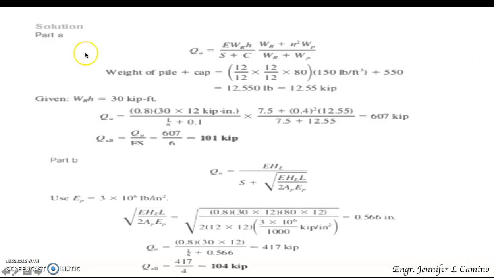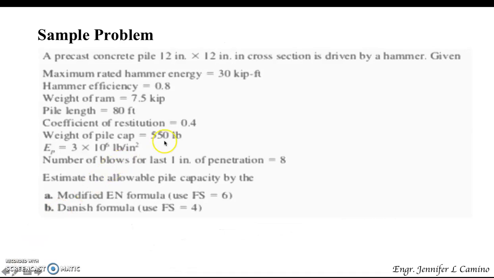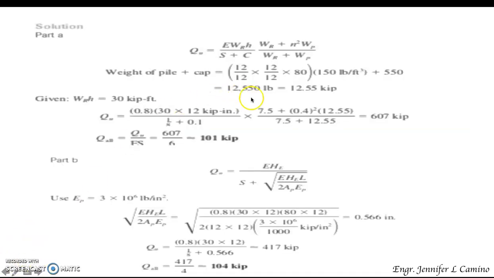So basically, with the EN formula, this is the equation to compute for our Q sub U. So we simply have to get first the weight of pile plus the cap. So we are given with our cross-sectional area, 12 by 12. We try to convert that into feet times the length of the pile, which is 80, times the unit weight of the pile, then plus the cap, which is 550. This is pounds. Then we have the value for this, which is 1,550 pounds or 12.55 kips.